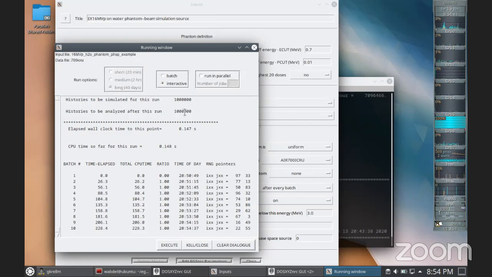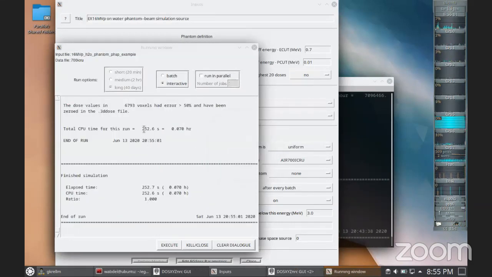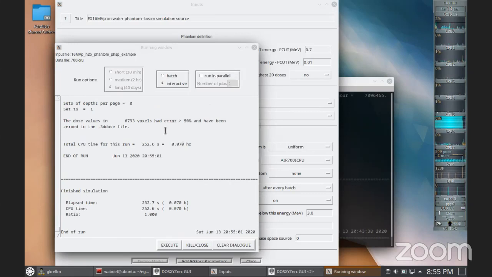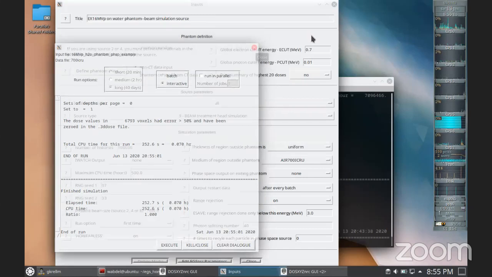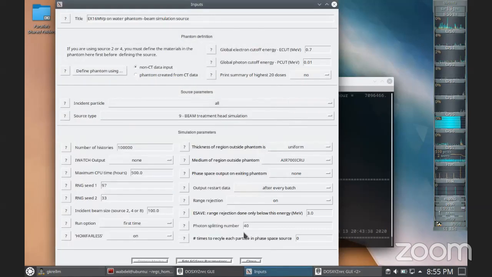So here we're doing 1 million simulation, 1 million particles. I could have run this in parallel processing, but that's fine. Okay, so with this simulation, it takes approximately 250 seconds to simulate 1 million particles from the phase space file. So we have here a treatment head simulation.